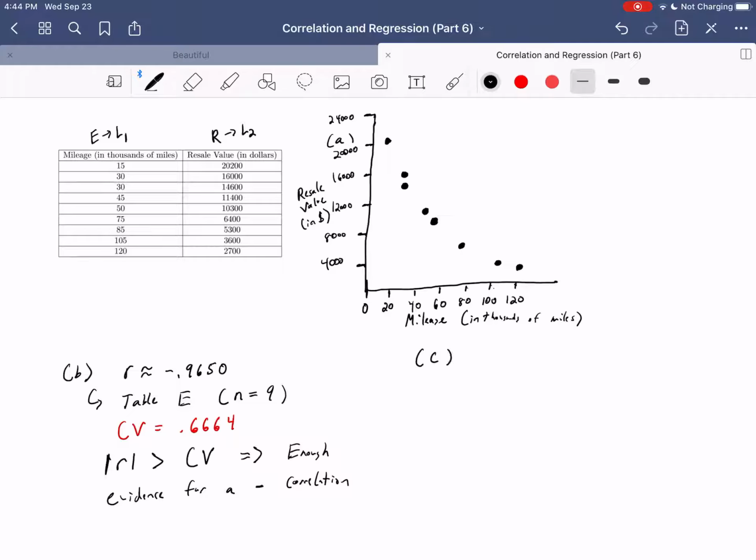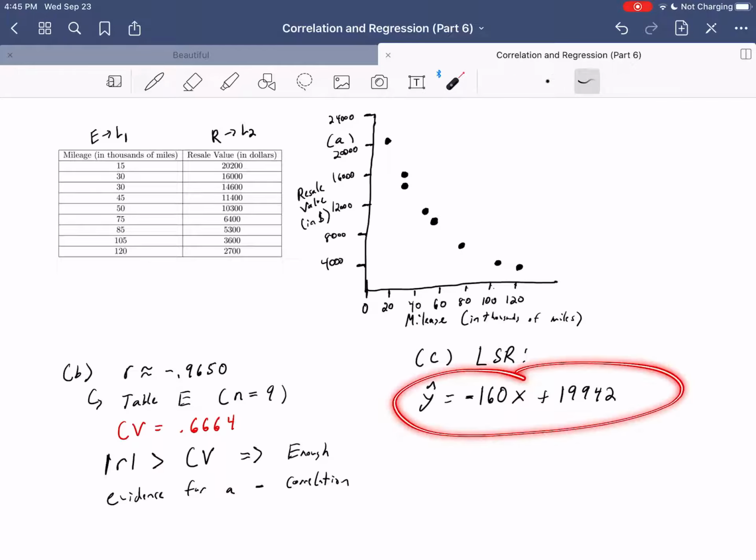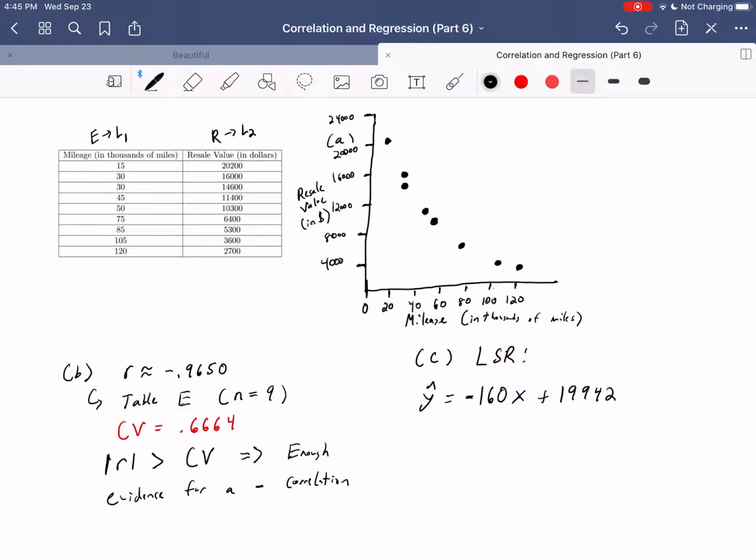All right, let's go ahead and get the equation of the LSR. So what does that LSR actually look like? Well, if we grab the A and B, we'll just round everything to whole numbers because it's pretty large here. We should find negative 160x, so the A was negative 160, plus 19,942 for the B here. So there we go. So negative 160x plus 19,942. And again, if you prefer, you can always write that out as the predicted value is negative 160 times the mileage plus 19,942.